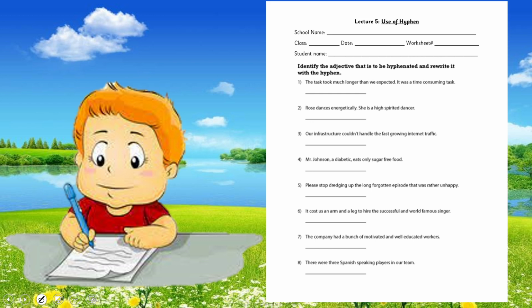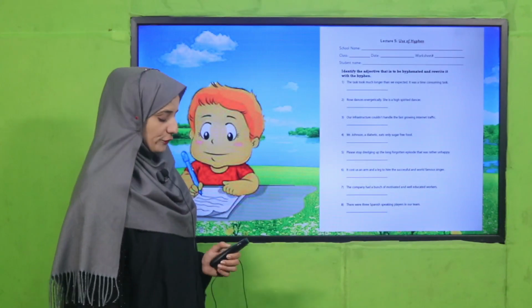Yes, my dear fellow teacher, this is a worksheet. The worksheet link is given below. You should get it and provide it to your students in printed form so that they might be able to get how they can use a hyphen in different situations and in different writing.